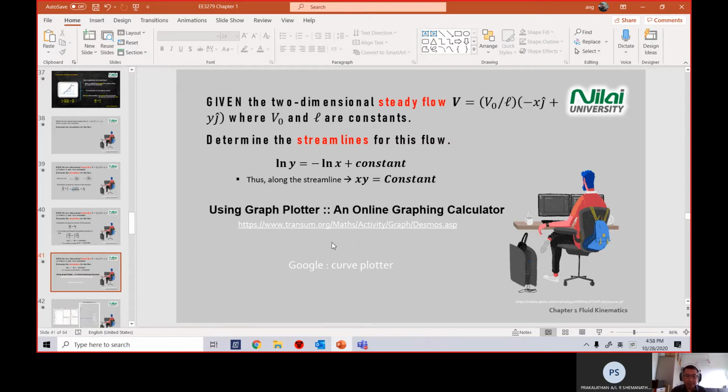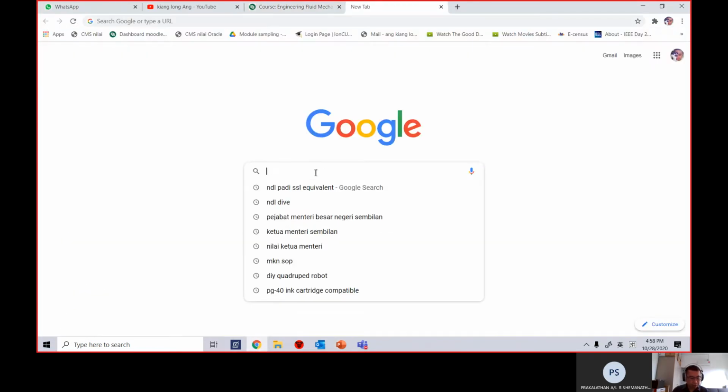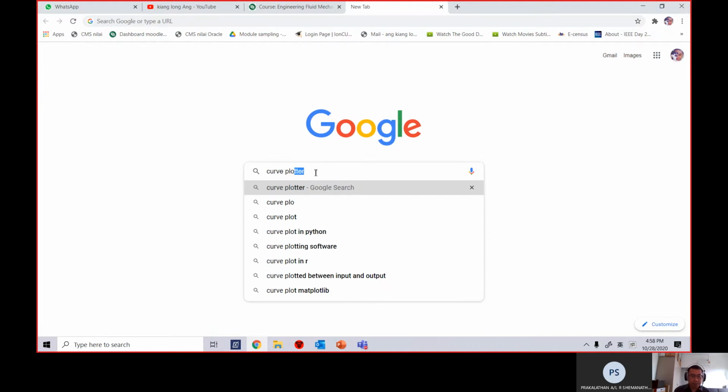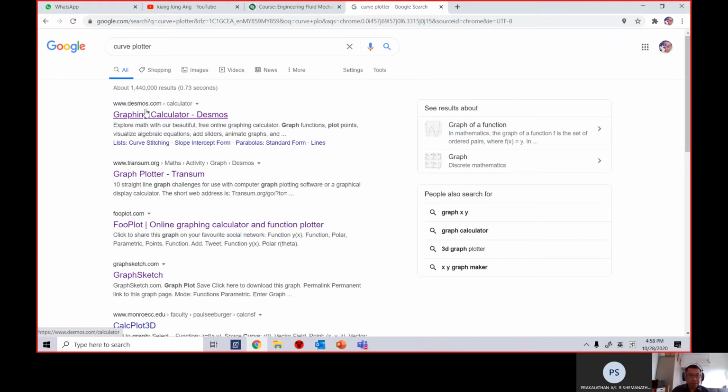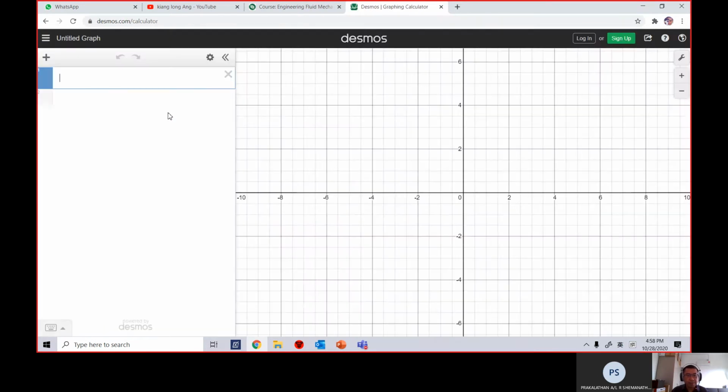You will see either Desmos or the second link, some other name. Both work. I'll show you, curve plotter. You can either use the first one or second one. Actually, it's the same platform. So here on the left hand side is your input with your keypad, or if you're using your mobile phone, the keypad is also the same orientation. And then this is the presentation of your graph paper.